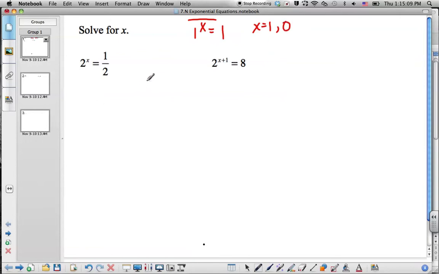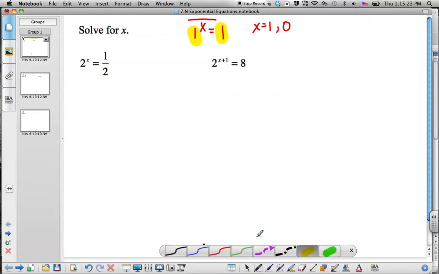Okay. So when we're doing these problems, what you basically want to do is get the base the same so that you can make the exponents equal. So let's look at an example of that. So here's the base. Those are the bases. Let's look at our first example, right?